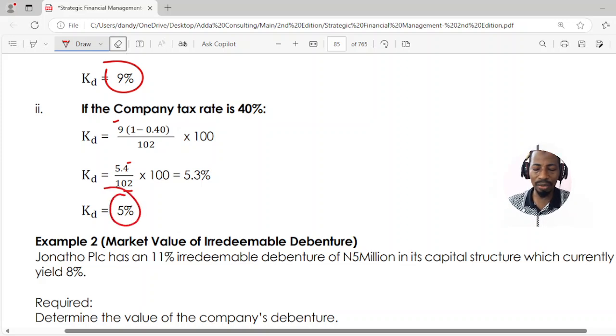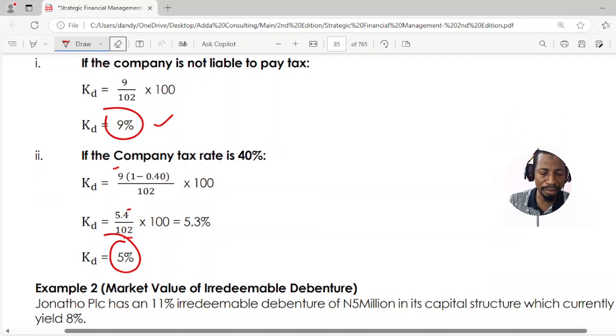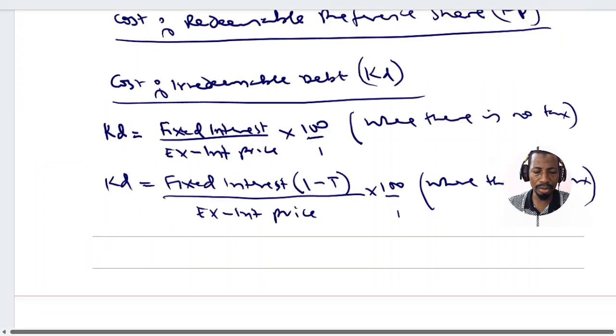So this is how to calculate cost of irredeemable debt, okay, where there is tax and where there is no tax. You can see that because of tax benefit, instead of the company paying 9% cost of the irredeemable debt, the company will only pay 5% because of tax benefit. So it is cheaper to finance with debt where there is tax because the company will earn tax benefit. Okay, so that is for that. So let's go back to redeemable debt.